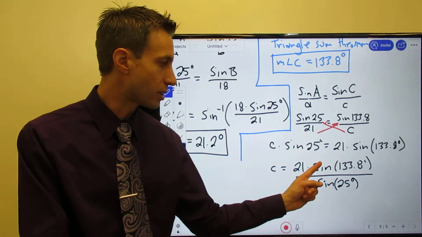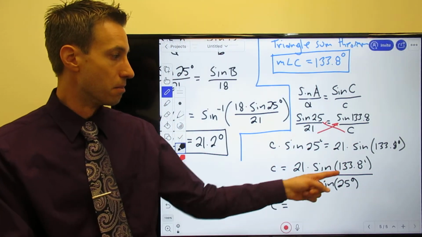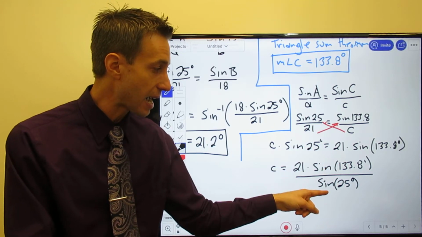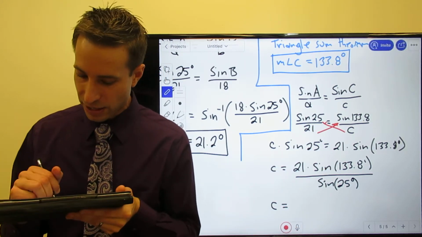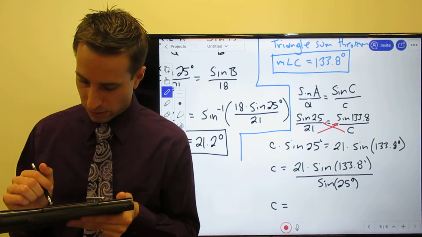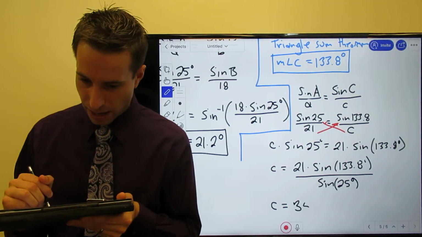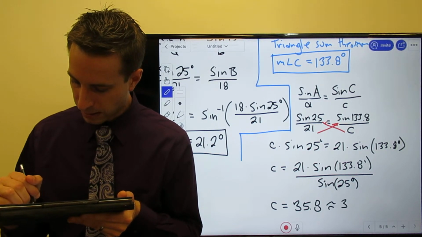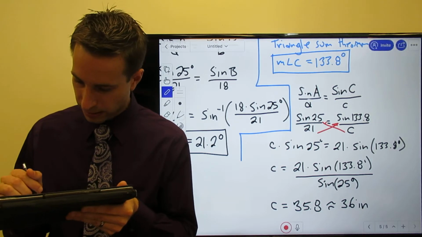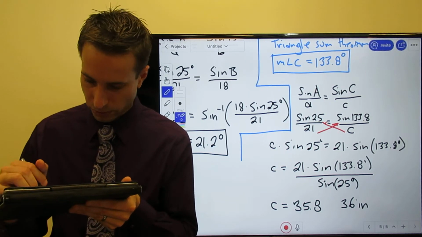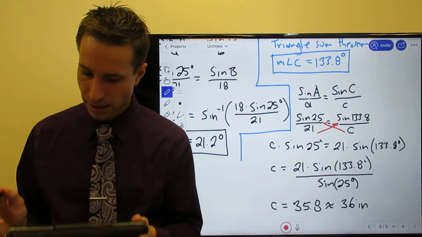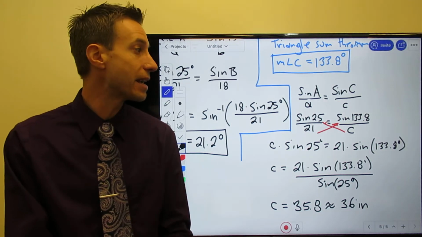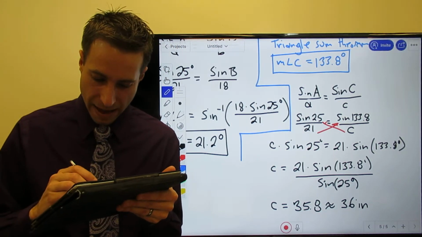Don't fat finger something. We're going to do sine of 133.8, multiply that by 21. Then you'll take whatever this number comes out to be and divide by the sine of 25 and you wind up with 35.8, which is approximately 36 inches. Sorry, that's a terrible approximately equal sign. This is approximately, right? 35.8 inches, rounded to 36 inches. So anyway, there we go. We have now found absolutely everything.